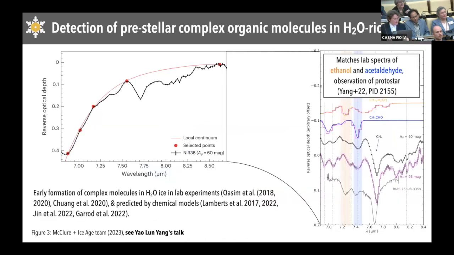We can also look at other complex organic molecules. And you can see that there are some very weak features here around 7.4 microns that are compared with laboratory spectra in the panel on the right. And these are signatures of ethanol and acetaldehyde, essentially. And this is something that Yalan will show additional spectra of in his talk. So all of these laboratory data were fit with complex organic molecules that are in a water-rich matrix as well. So this is suggesting that they formed early in that stage.